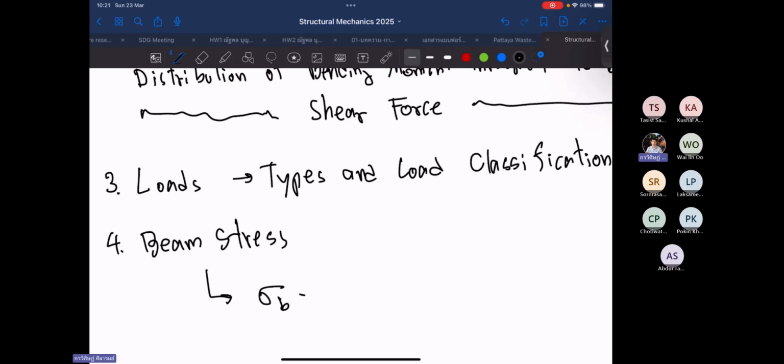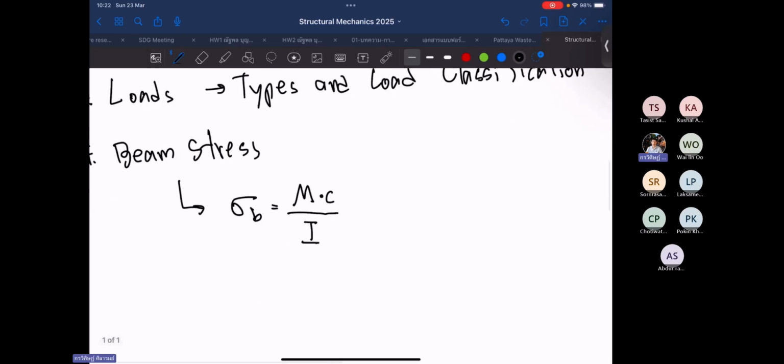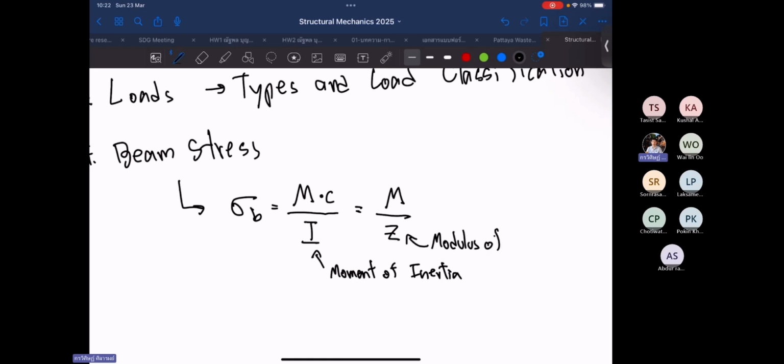The bending stress equals the bending moment multiplied by the parameter C divided by the moment of inertia. Or in some time, we can shorten the calculation into this one. Okay, the bending stress equals moment divided by section modulus. This one is moment of inertia, and this one is the modulus of section.